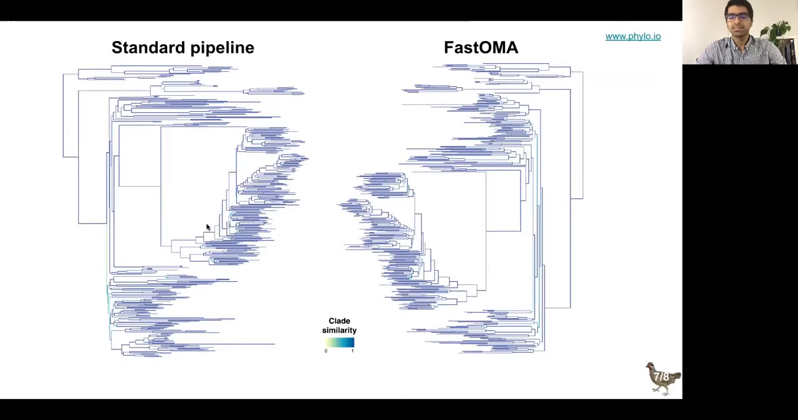Here we can see the tree that was depicted using a phylogeny website. Here the dark blue shows good consistency between these two trees. In order to quantify these inconsistencies, we used the Robinson-Foulds metric. There are 69 RF partitions that exist only in the standard pipeline, but we couldn't find them in FastOMA, out of 700 partitions.